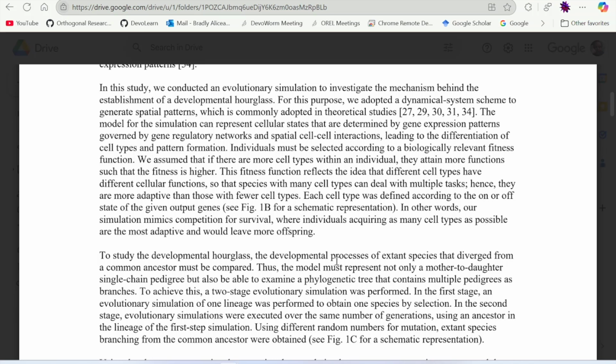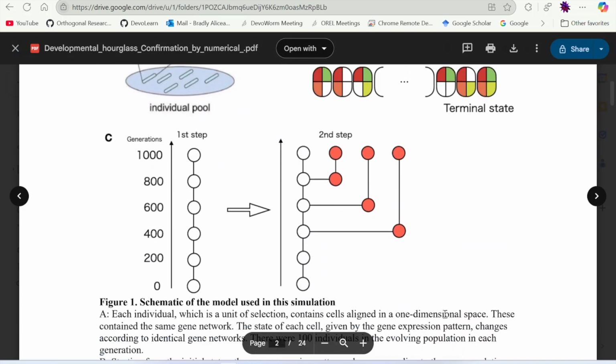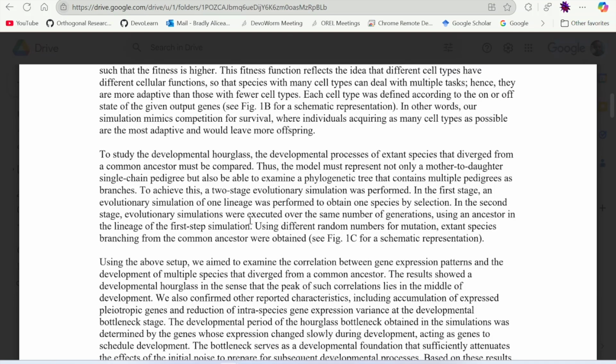So this is why they did this evolutionary simulation in figure 1C. They wanted to take basically from 0 to 400 generations, you have this common ancestral state. And then at the second step, you start to get these clones that also evolve in parallel. And so you end up with these things you can compare your system to. So they did this two-stage evolutionary simulation.